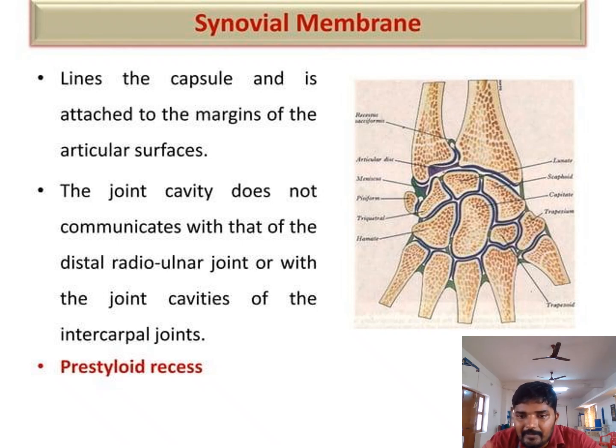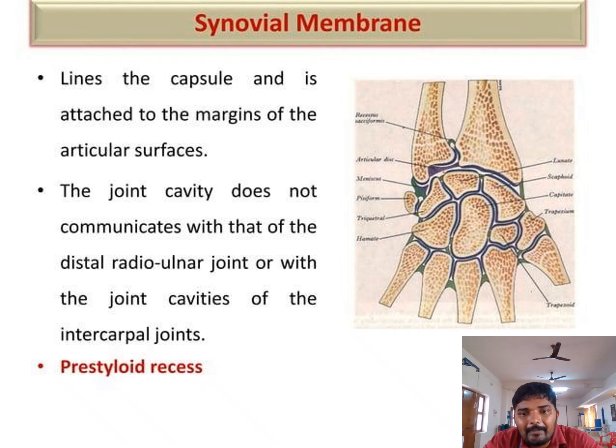In this picture, the blue color marking indicates the intercarpal joint. This area does not communicate with the joint cavity. That is the first point. The second point is the radio-ulnar joint. Above in the diagram, between the radius and ulnar bone, at the center where the gap is present, that gap does not communicate with the joint cavity. This area and the intercarpal area do not communicate with the joint cavity.